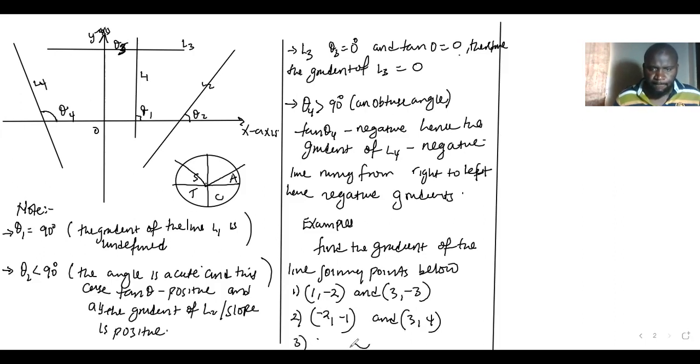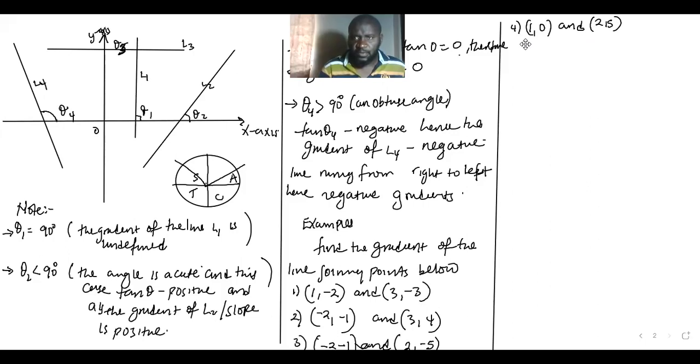Then the third one, -2, -1 and 2, -5. And the fourth one, 1, 0 and 2, 5. So I'm going to work out number 2. You also try out number 1, and the rest you try later.